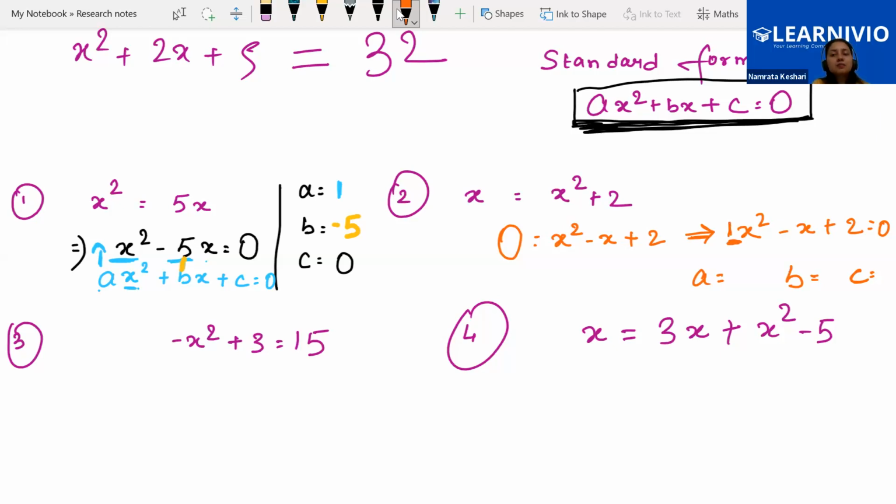Now tell me what is A? 1. B? Minus 1. Perfect. C? 2. Yes. Alvina, tell me what will be equation number 3?